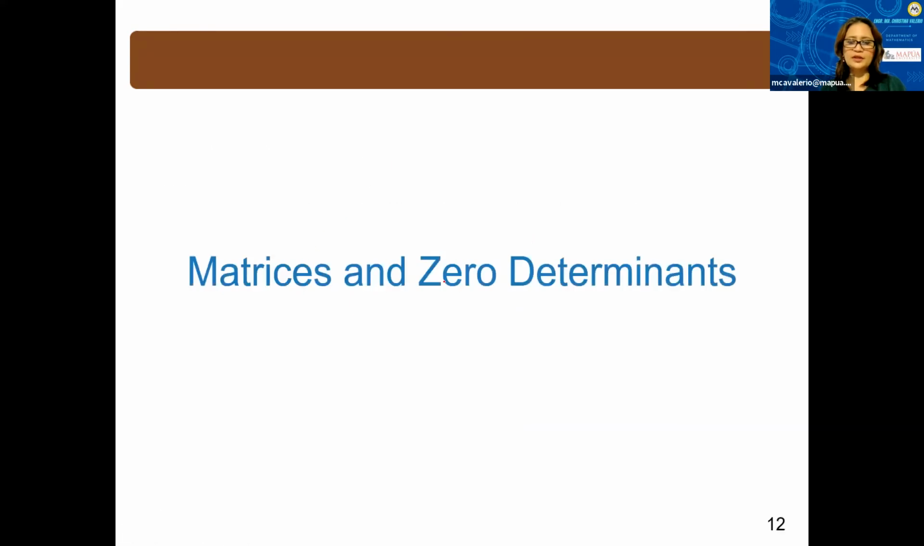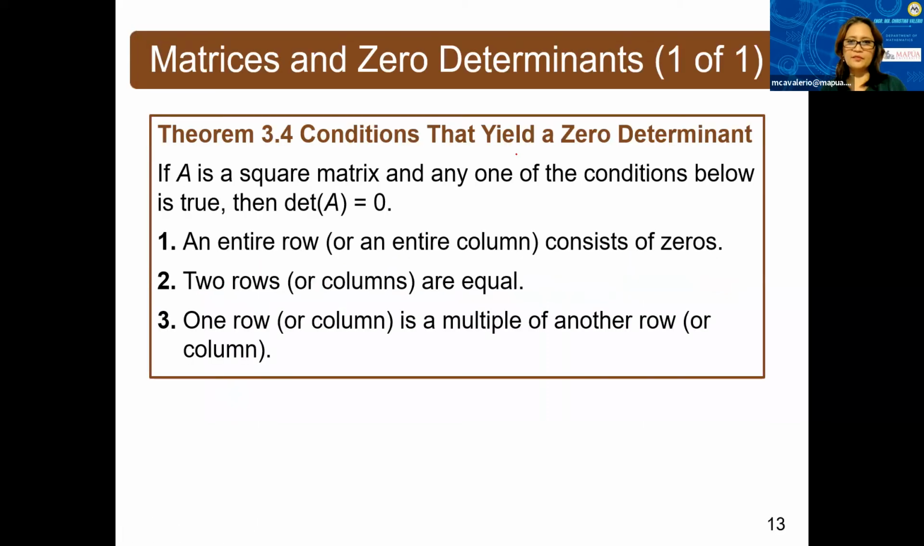Now, what about zero determinant? What are the conditions that make the determinant of a matrix 0? Theorem 3.4 gives us conditions that yield a 0 determinant. If A is a square matrix and any one of the conditions below is true, then the determinant of A is 0. First, an entire row or an entire column consists of zeros, or two rows or columns are equal, or one row or column is a multiple of another row or column.